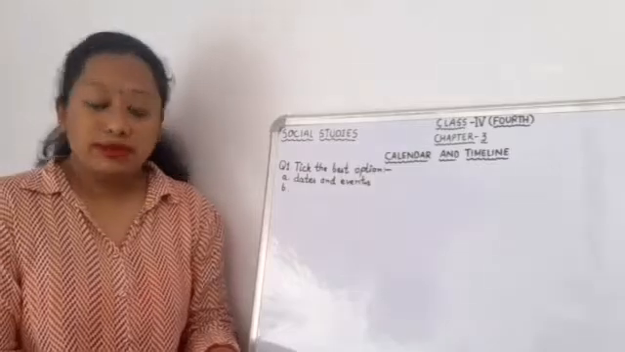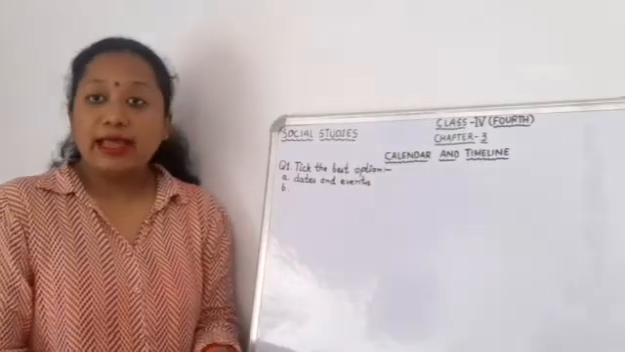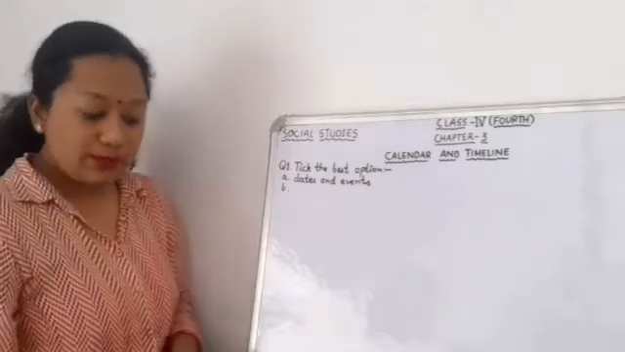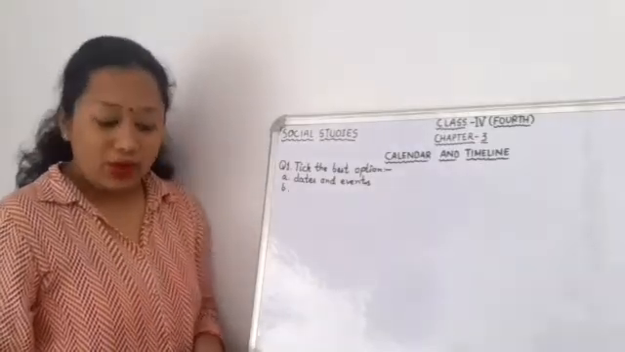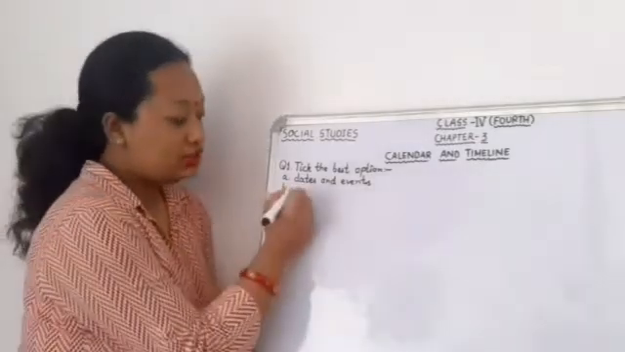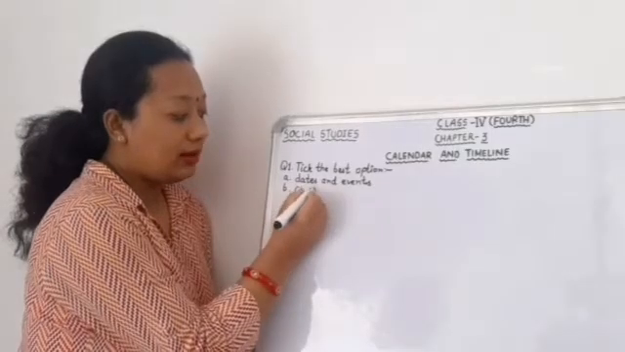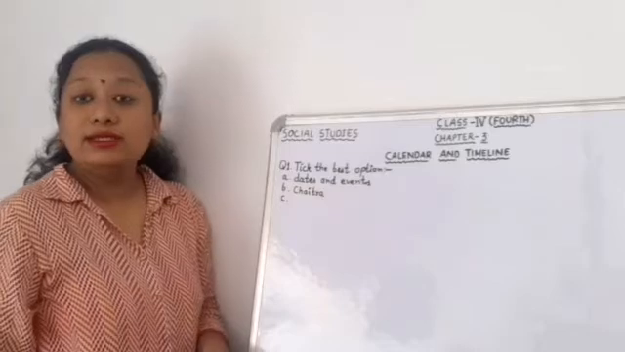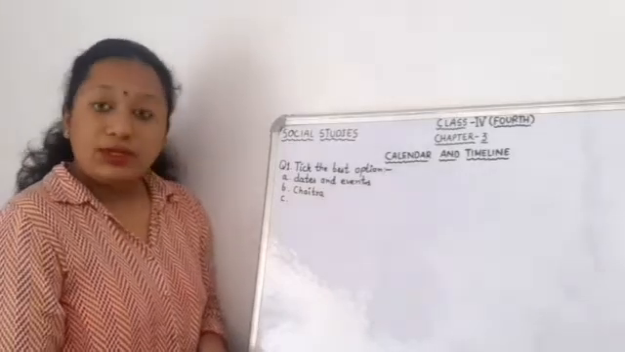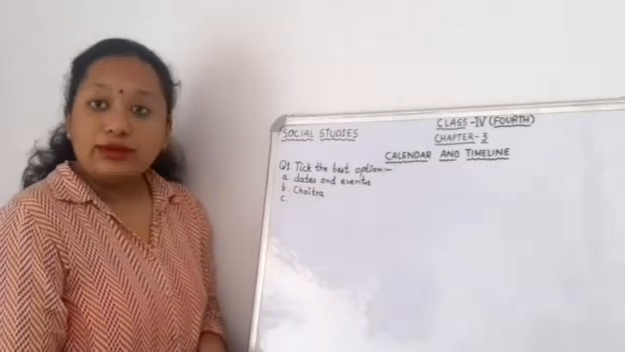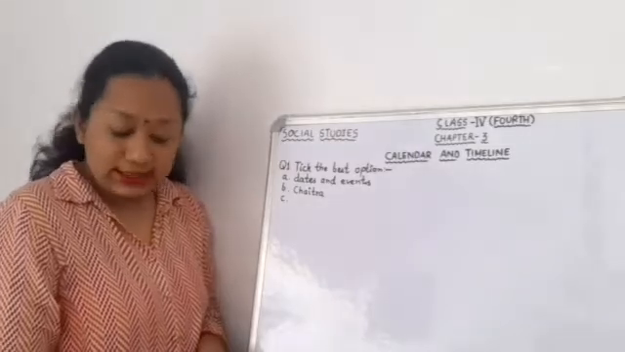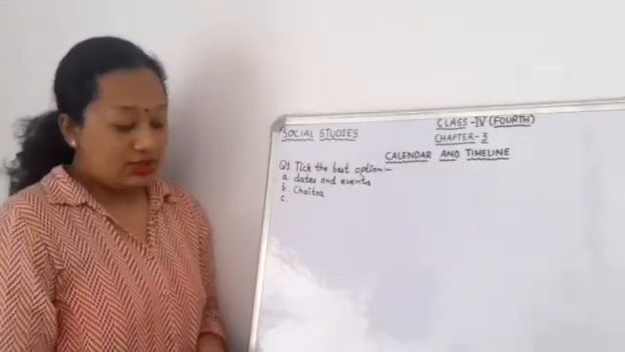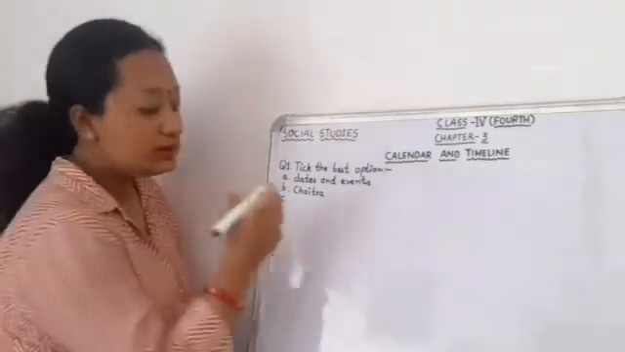Then number 2 is, the first month of the Saka calendar, the Saka year is what? Posh, Chaitra, Falgun or Ashad. So it is Chaitra. And the first month of the Gregorian calendar is January. Number 3 is, a timeline can cover up to what? Three centuries, a few decades, some days or thousands of years. Yes, a timeline can cover up to thousands of years.